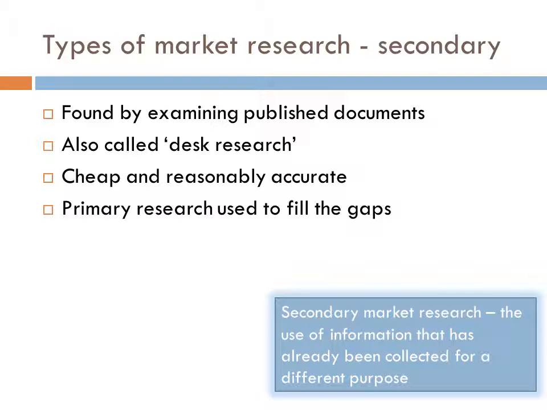What we might do is spend a little bit of money on primary research to fill in any gaps that's left from our secondary research. So secondary can take many forms. Firms will select data that suits their particular purposes. That's the key here. We have to make sure that whatever secondary research we use, we choose the one that is right for us. Another reminder in the blue box there. So secondary research, the use of information that has already been collected for a different purpose.